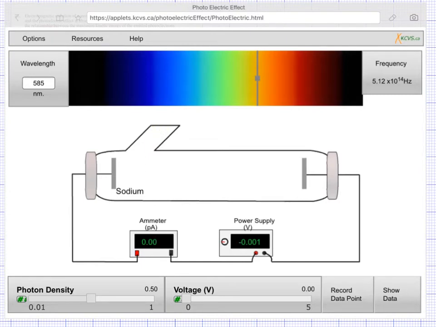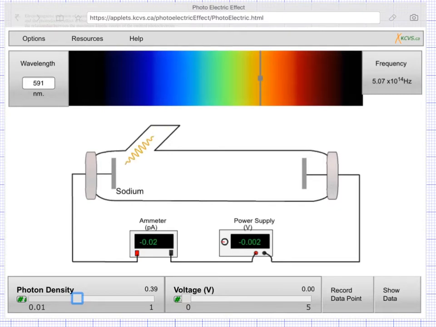We're just interested in what happens when we change the wavelength, which we can do by changing the color, and when we change the intensity. Now in this simulation it's called photon density, but really this is just, once again, the number of photons hitting this sodium photocathode.